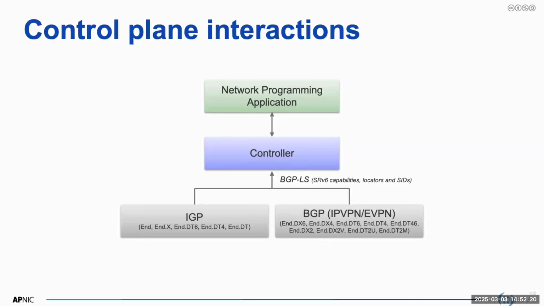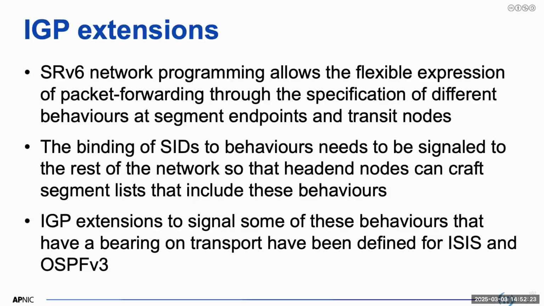As with other protocols, here we use IGP extensions to enable the SRv6 services. In this case, SRv6 network programming gives us a flexible way to express packet forwarding through the specification of different behaviors at the segment endpoint or on the transit node.